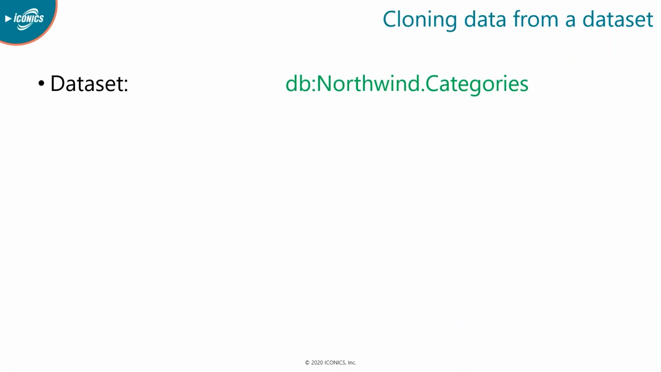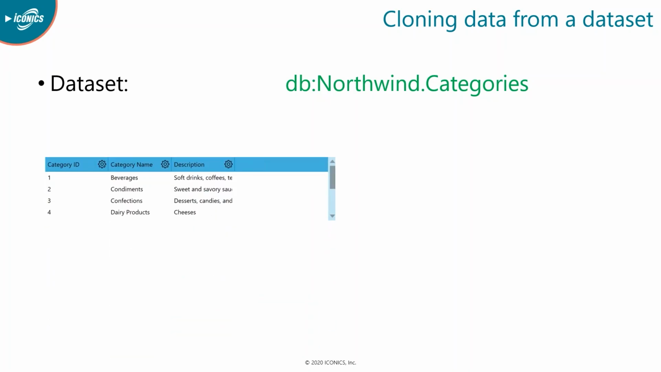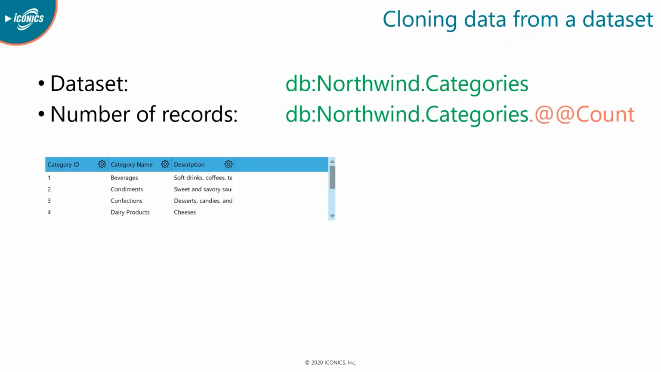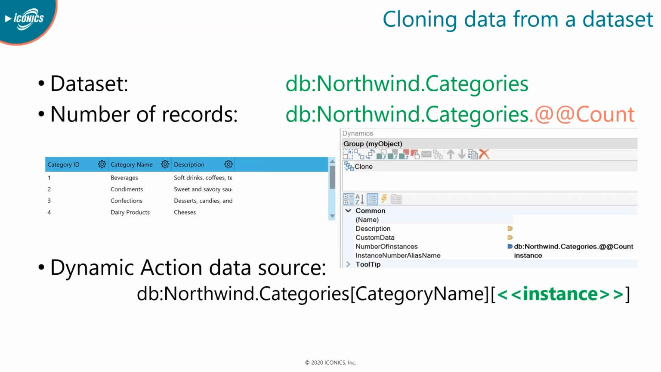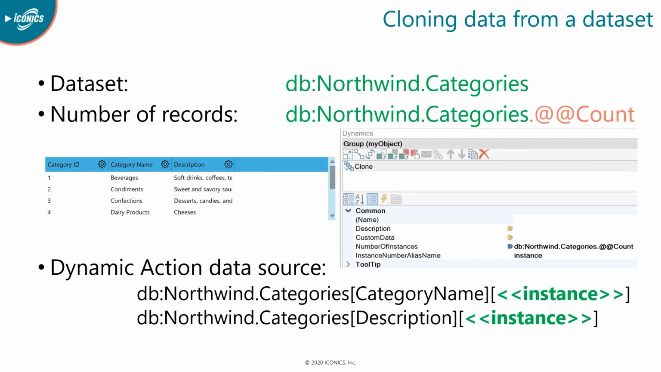So let's clone some data from a data set. We have this virtual company called Northwind, and they offer a couple of product categories. Within the Iconics solution, you use the @count property. If you tie it into your clone dynamic, which you see on the right-hand side of the screen, then the number of instances is detected from your data set.